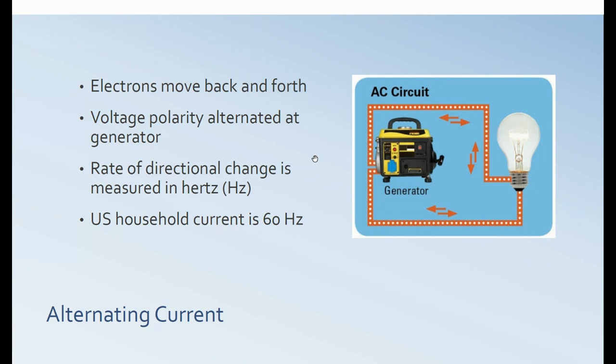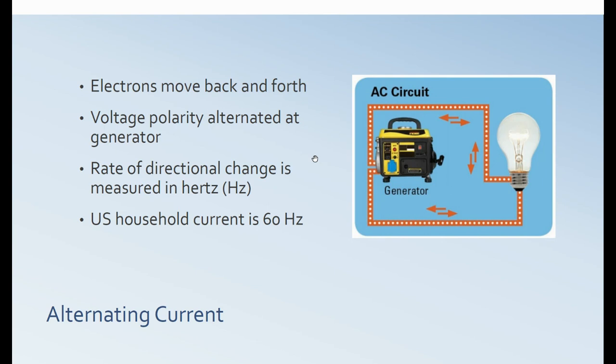We can measure the rate of vibration back and forth, the directional change of our electrons, and that's measured in hertz, like our sound waves are measured in hertz. The current that we have in our houses here in the United States is 60 hertz. So that means the electrons are going back and forth in the wires in your house 60 times per second.